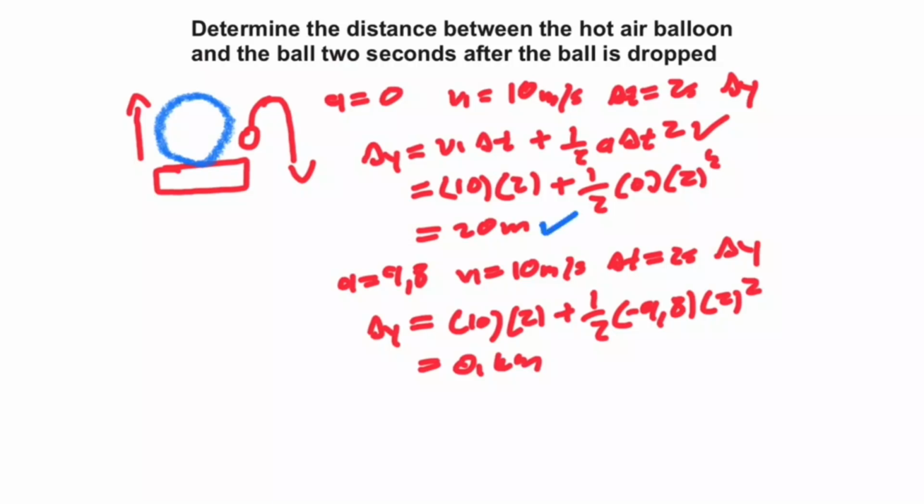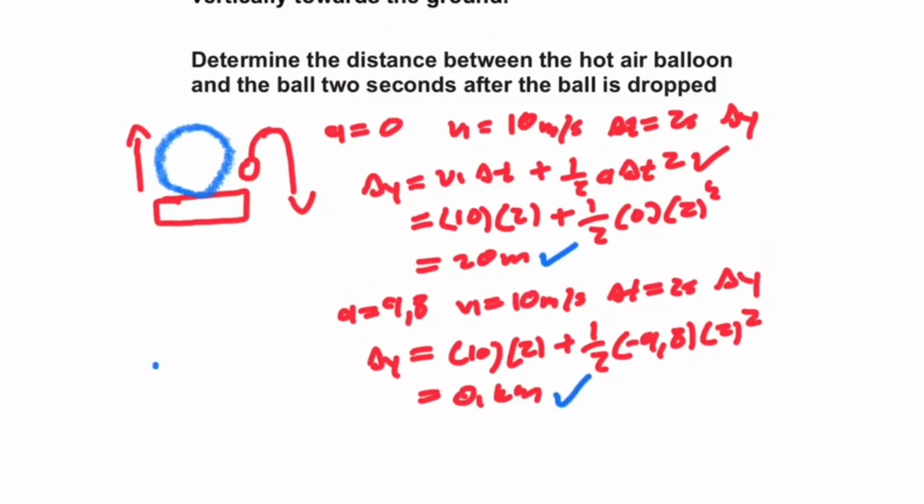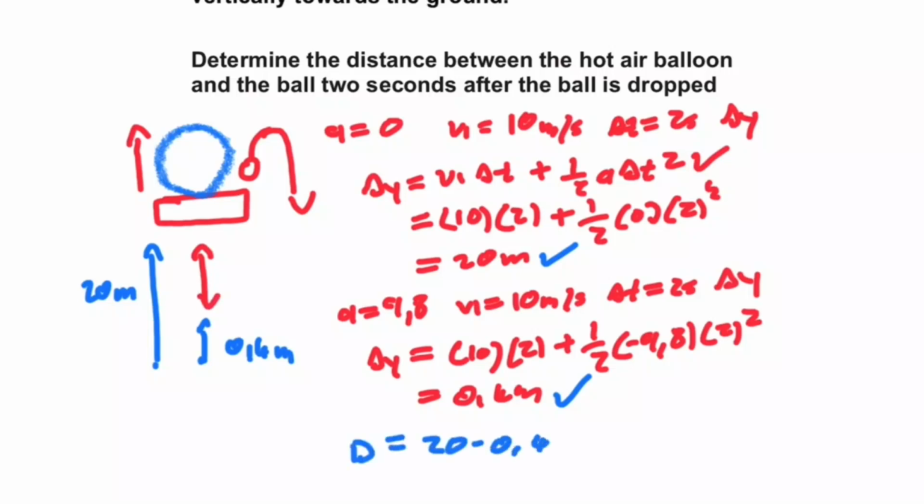So this is the displacement of the hot air balloon, and this is the displacement of the ball. They started at the same position. 2 seconds later, the displacement of the hot air balloon is 20 meters, while that of the ball is 0.4 meters. We're interested in the distance between the two, which will be 20 minus 0.4. The distance is going to be equal to 20 minus 0.4, which is equal to 19.6 meters.